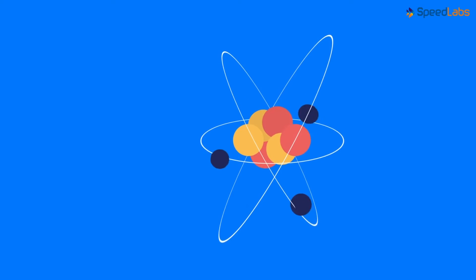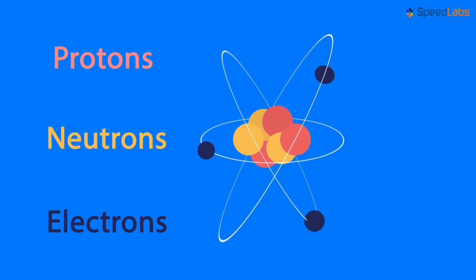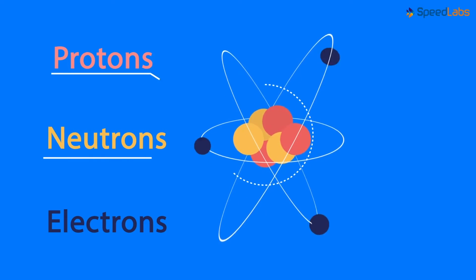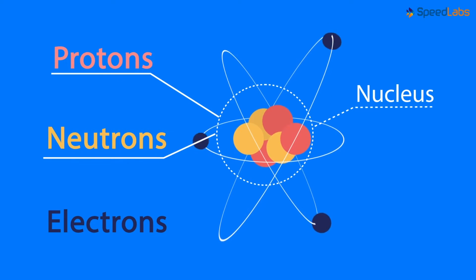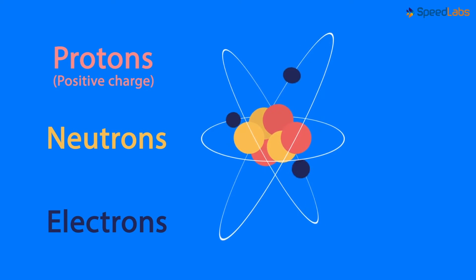And do you know what the building blocks of atoms are? They are protons, neutrons, and electrons. The protons and the neutrons are densely packed in the nucleus, and the electrons orbit around the nucleus. Do you know the charge carried by these three? Protons are positively charged, electrons are negatively charged, and the neutrons, as the name suggests, are neutral and have no charge.